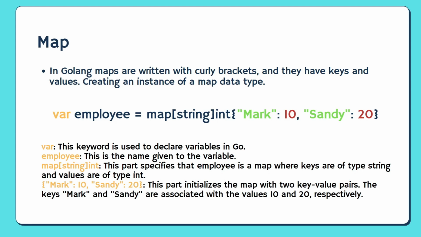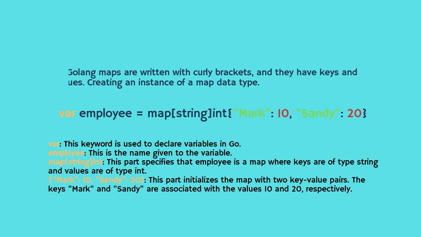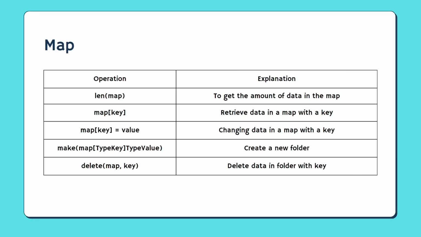Mark: 10, Sandy: 20. This part initializes the map with two key value pairs. The keys Mark and Sandy are associated with the values 10 and 20, respectively. Below is a table map that will be useful for you.